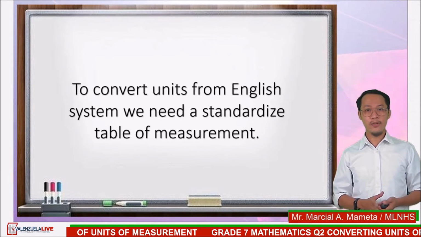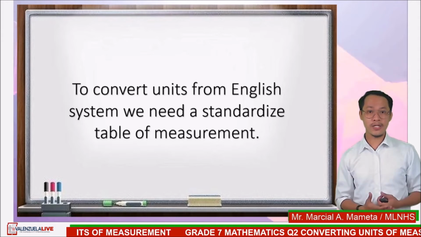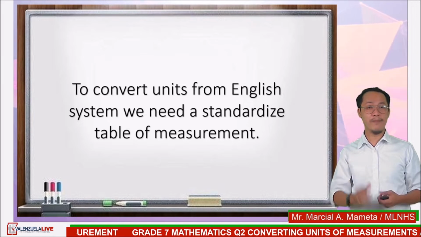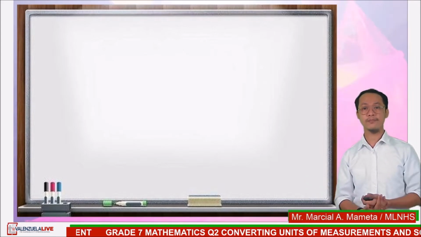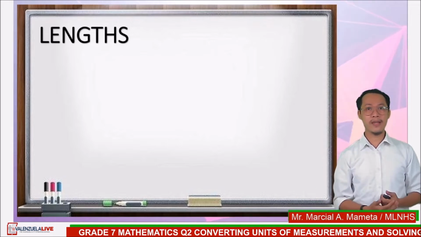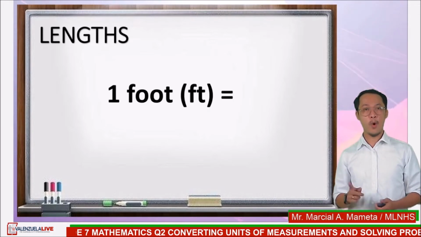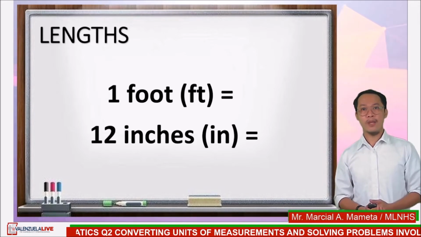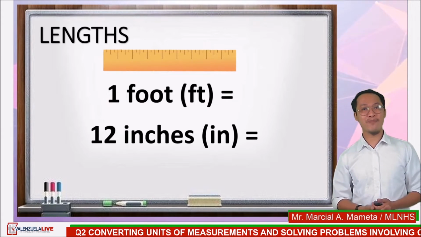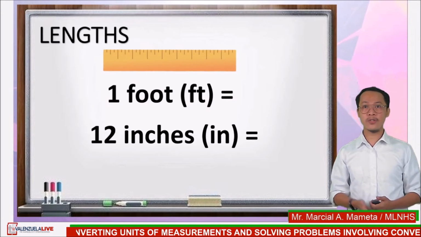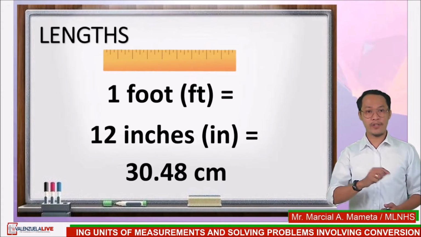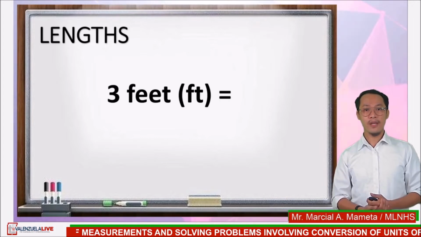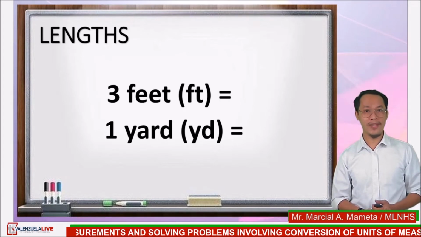To convert units in the English system, we need a standardized table of measurement. What are these standardized tables of measurement in the English system? First one, let us take a look at lengths. 1 foot, or FT, is equal to 12 inches. By the way, a standard ruler is 1 foot or 12 inches long. And it is also equal to 30.48 centimeters.